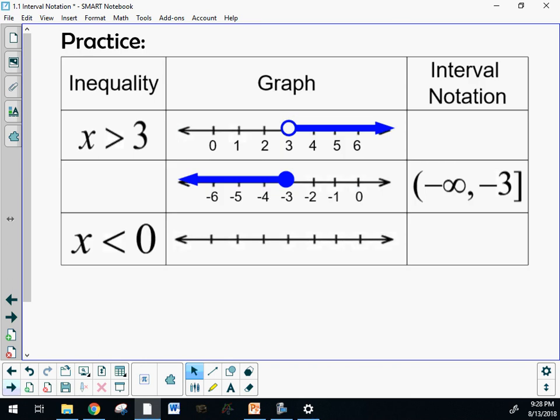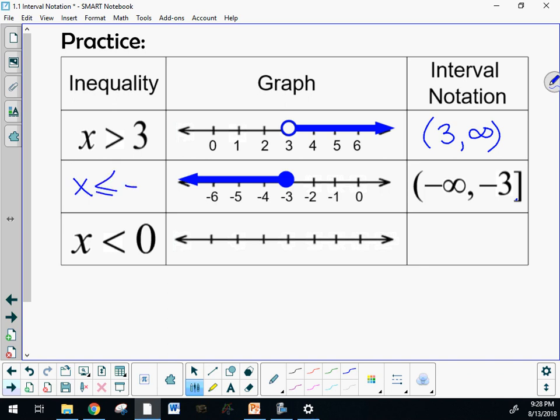All right, a couple to practice. We already did this one. This would be from 3 to infinity. And so this one is from -infinity up to -3, and the -3 is included. So the graph is there. If we're writing the inequality, this is pointing less than -3. X has to be less than or equal to -3.